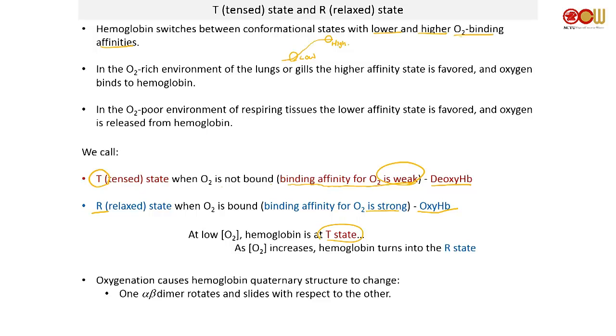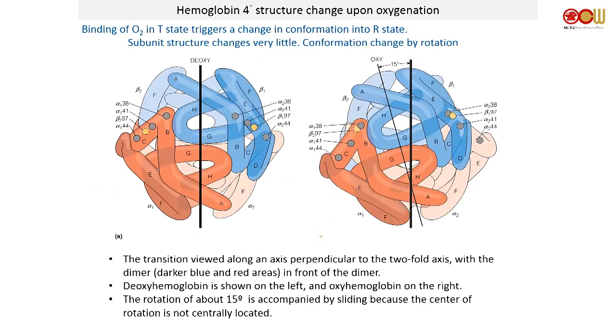In scientific terms, oxygenation causes the hemoglobin quaternary structure to change. So nothing's magic. Essentially, one alpha beta dimer rotates and slides with respect to the other. You don't know what that means, so I'm going to show you a picture. Binding of O2 in the T state, which is the deoxy state, so low affinity, triggers a conformation change, and then the protein changes into the R state. The subunit structure changes very little. What you actually have is a conformation change by rotation. It's just a rotation.